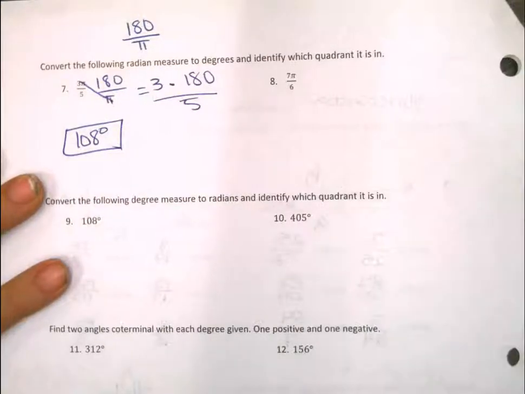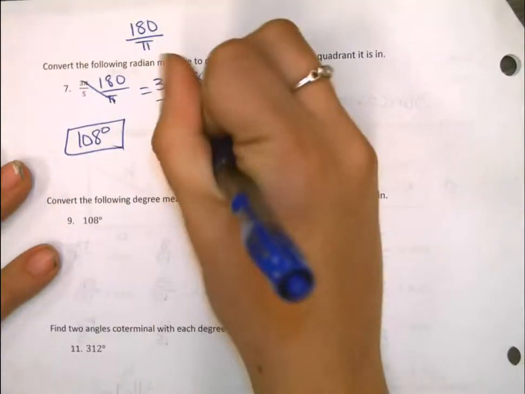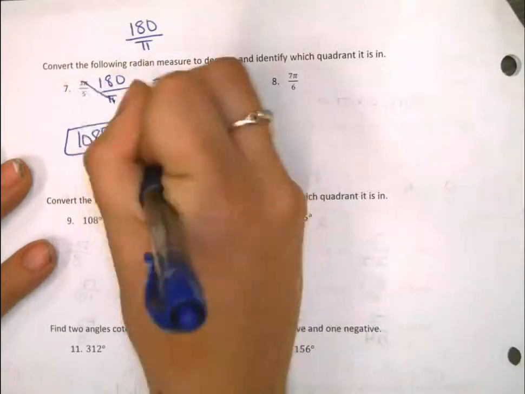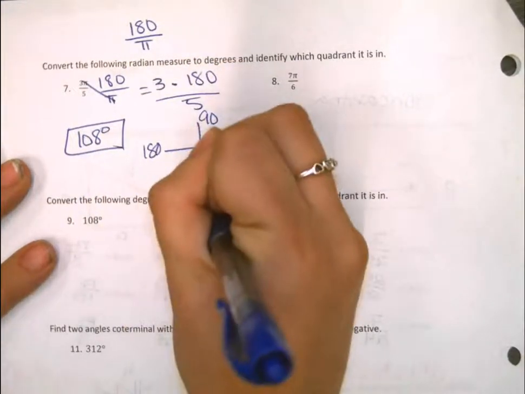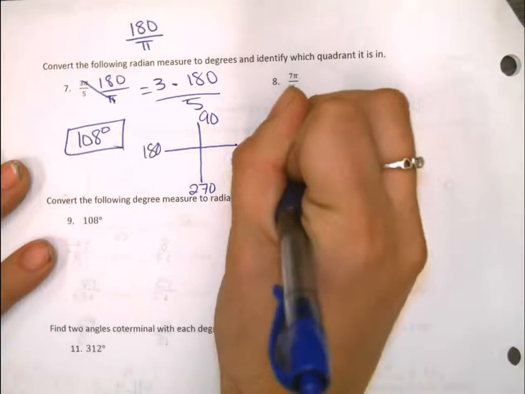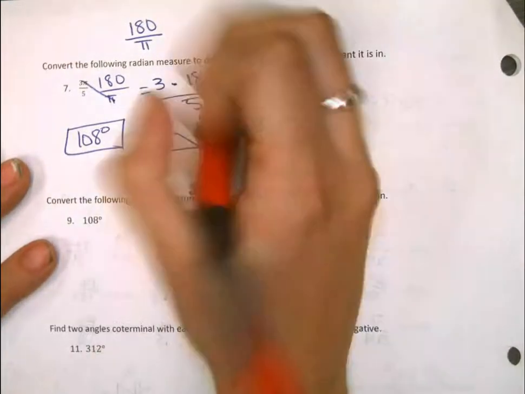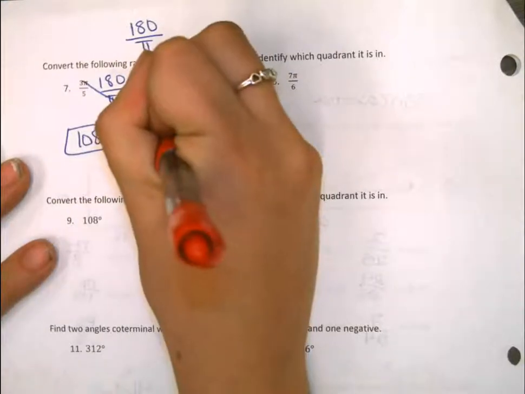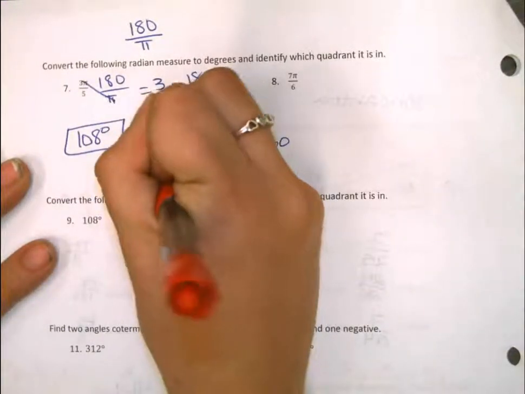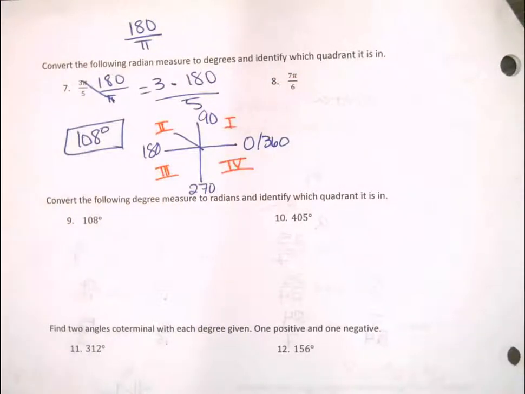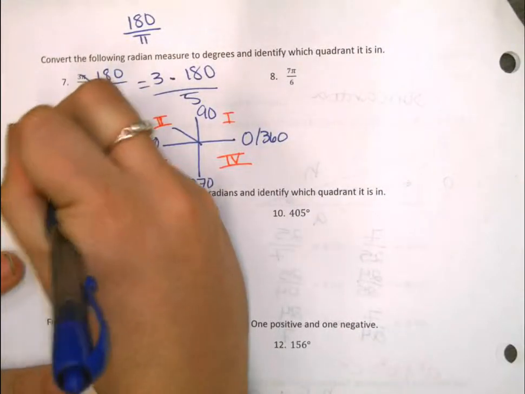And then I have to decide what quadrant it's in. I'm going to draw my quadrant map right here. Remember, I start at 0, 90, 180, 270, 360. 108 is in between these two. And remember, if I go through and write my quadrants, I have 1, 2, 3. Oh, I cannot write numbers today. So my line ended up being in quadrant 2. So my answer is going to be quadrant 2.